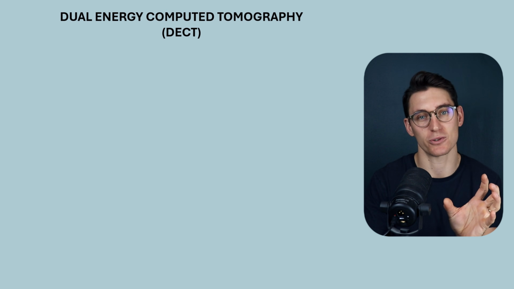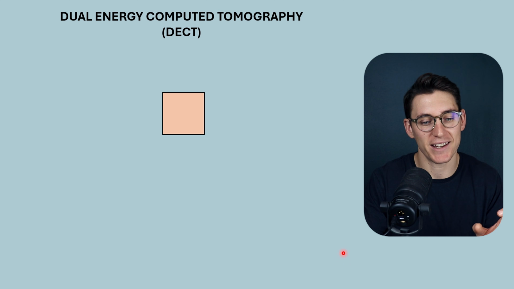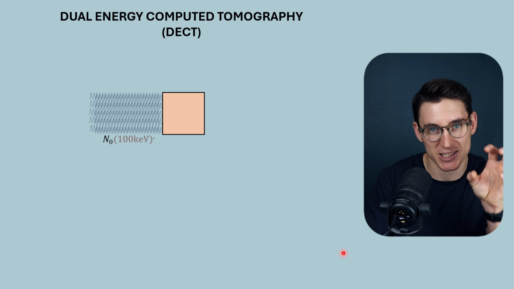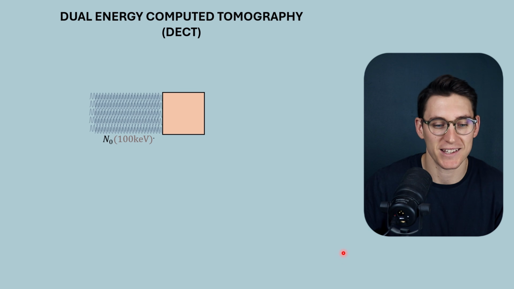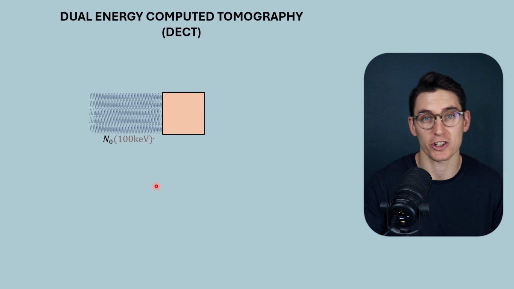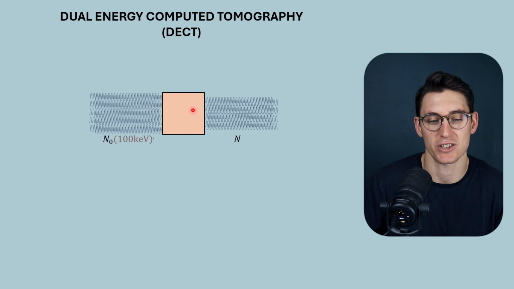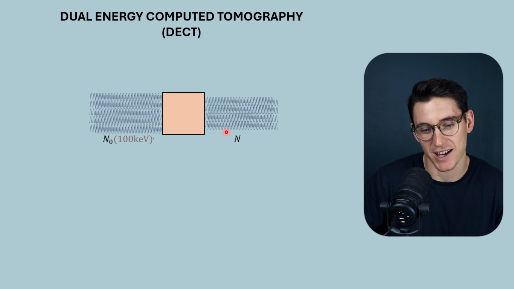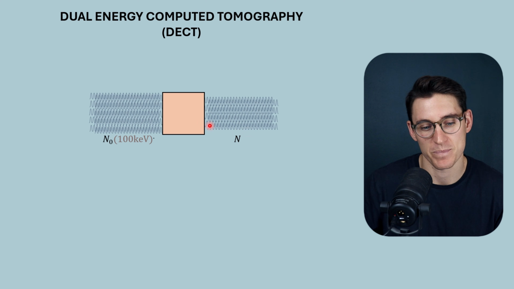Well, let's take a voxel of tissue here. If we had an incident X-ray beam on this specific voxel of tissue, and we said that the average energy of these X-rays here is 100 keV, we've got a set number, or a set intensity, of these X-rays. Some of those X-rays are going to be attenuated, and some of them are going to be transmitted through that voxel of tissue. We call the incident X-rays I0 and the transmitted X-rays I.